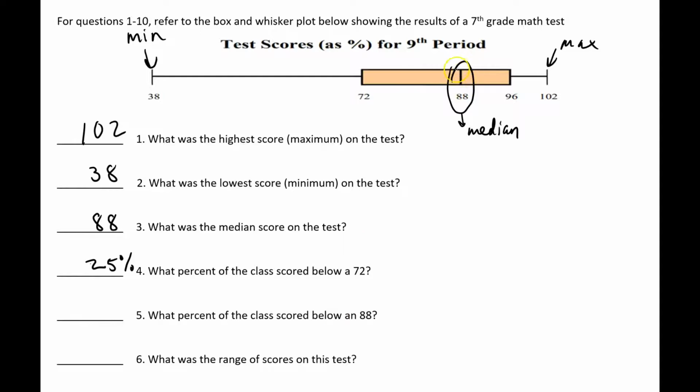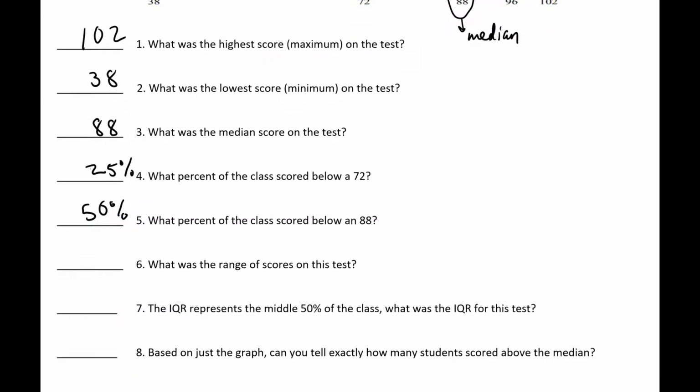Now, what percent of the class scored below an 88? Here's 88. That's your median line. So you make up 25% here and 25% here. So everybody below an 88, everybody below the median, that's 50%. So 50% below the median, 50% above the median.